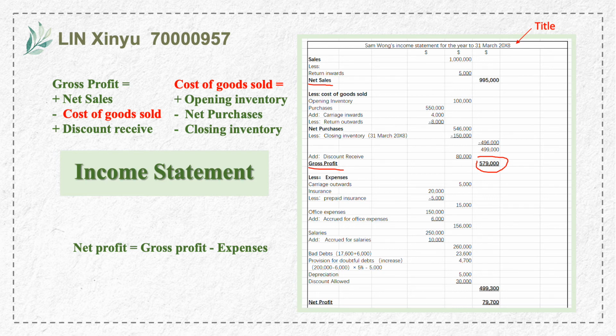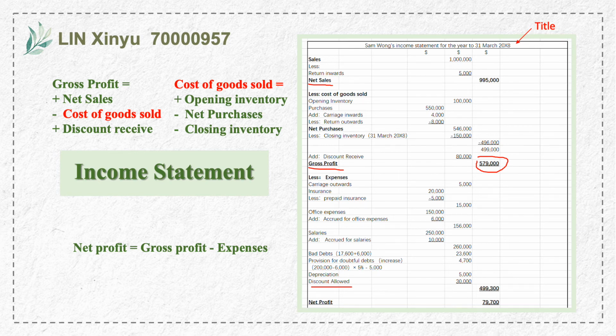And salaries is the same. Bad debts, we should use the 70,600 plus $6,000. And provision for doubtful debts, compared with last year's, this year is increased $4,700. And the depreciation $5,000. We calculate on the last page. And don't forget the discount allowed. So we can get the answer.